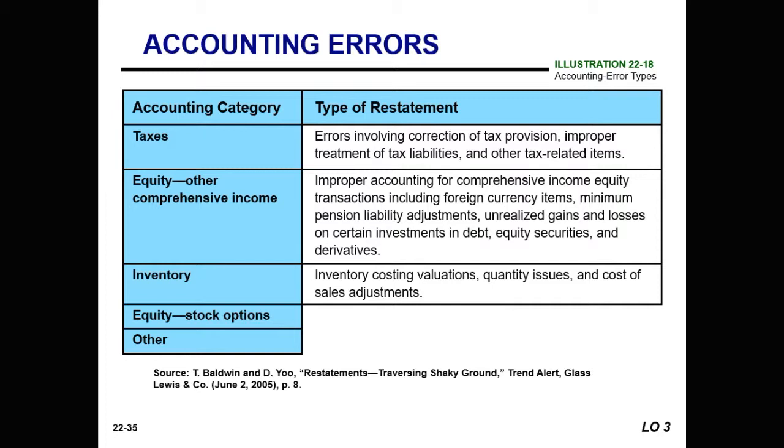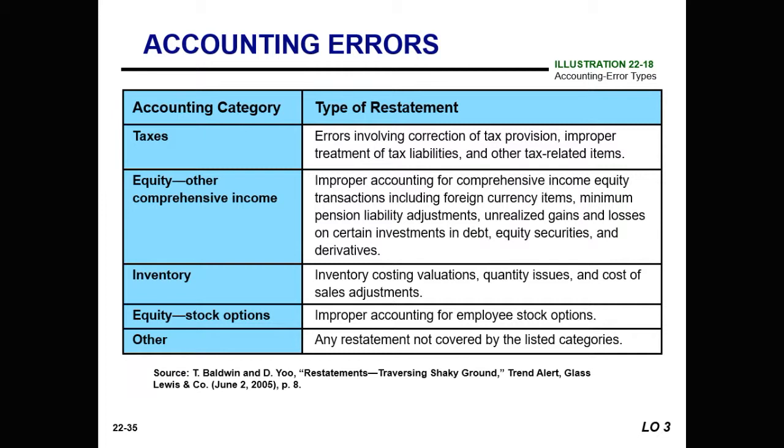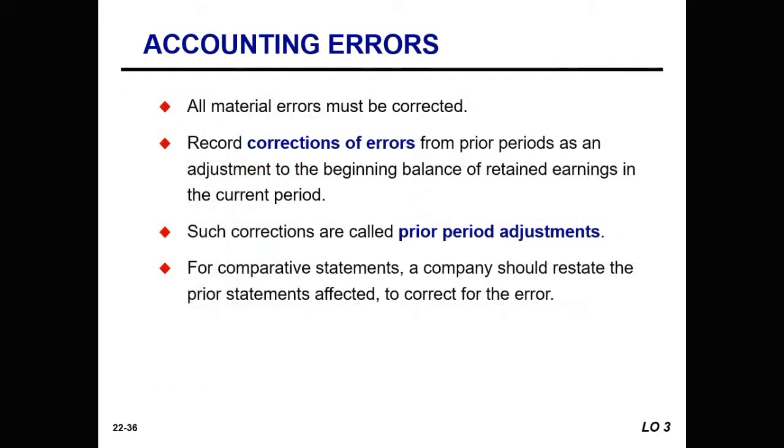Inventory errors such as costing valuations, quantity issues, and cost of sale adjustments. And equities related to stock options, such as the improper accounting for the employee stock options. And last but not least, other, which is really any restatement that is not categorized or covered in one of these listed categories.